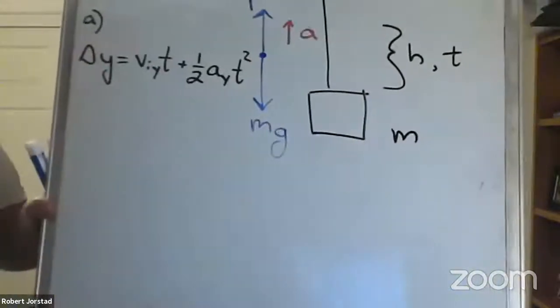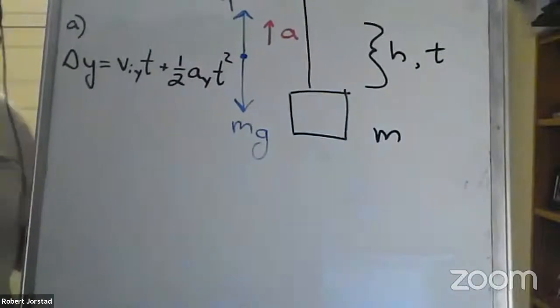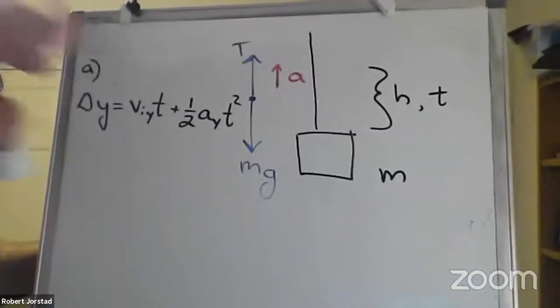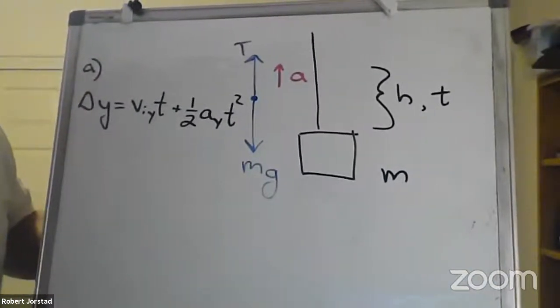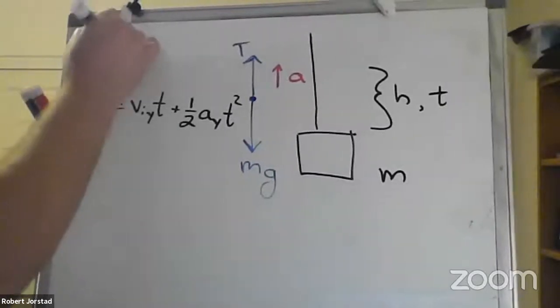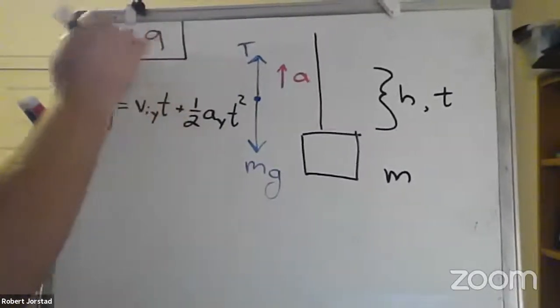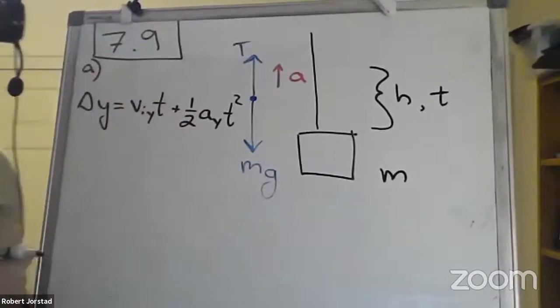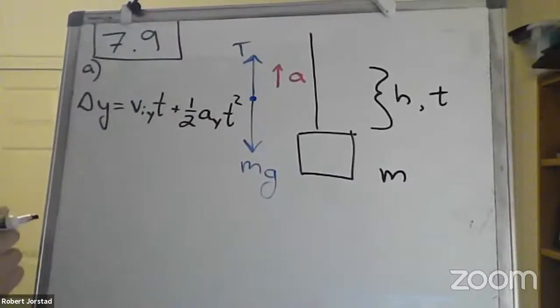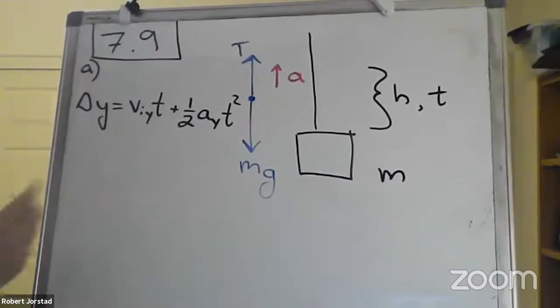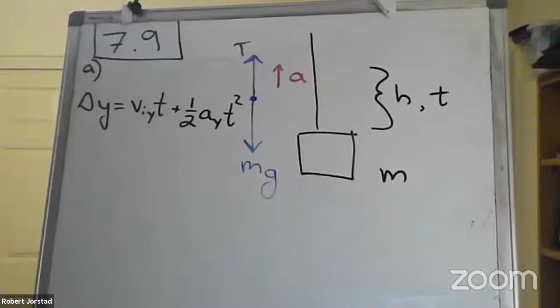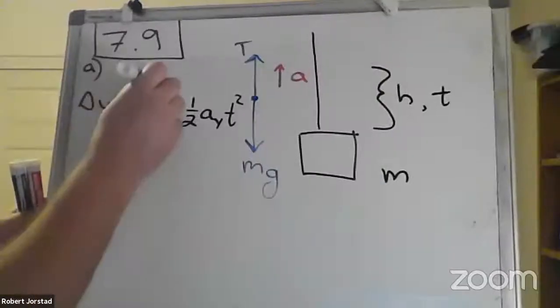Let me scoot this a little closer in case it's blurry. And again, I should write down the problem number. Bad form here. This is 7.9. Okay, well, what's the initial y? Do we know that? 0. Yeah, it said from rest, so this is looking good.